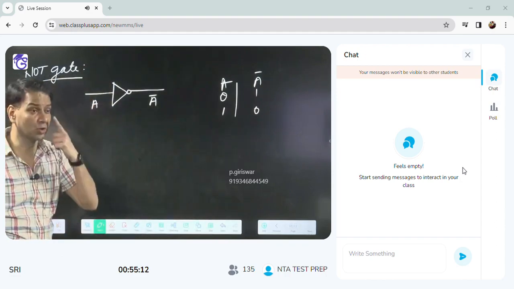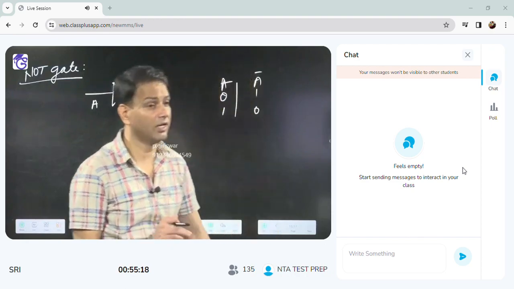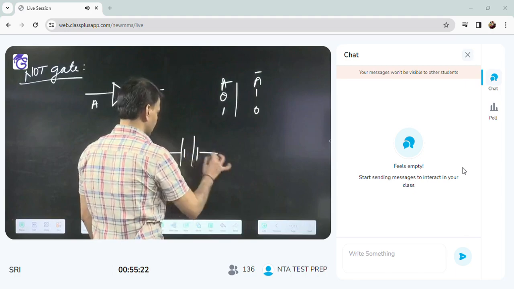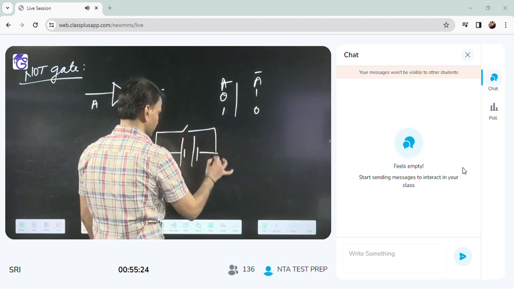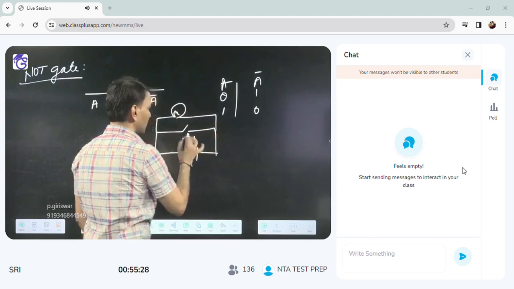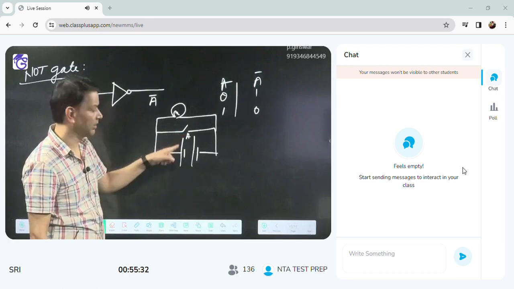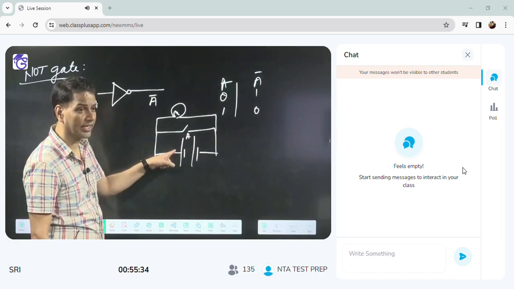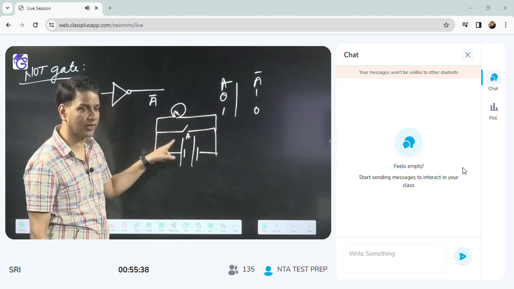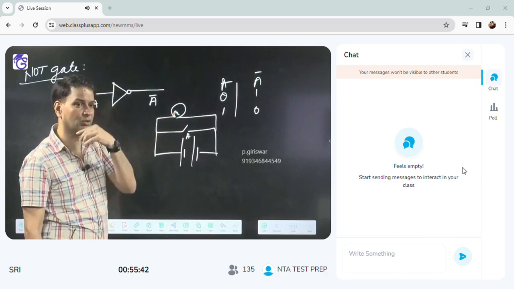Okay, A bar. So here when the switch gets current, then the bulb will not get current. It means we will have to connect both in parallel. Now you can see, when the switch is open, A is 0. Then current will go through the bulb, and the bulb will glow. So when A is 0, the output is 1. Open means 0. Close means 1.